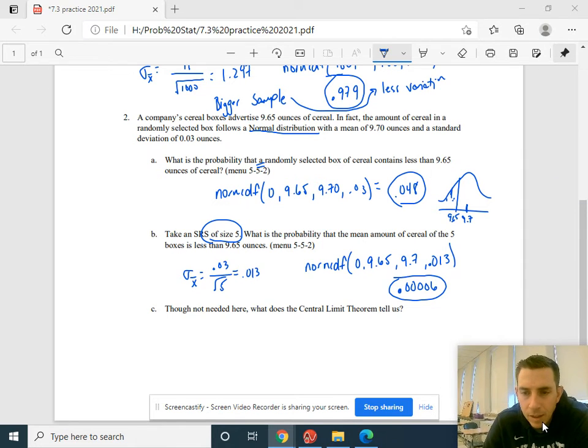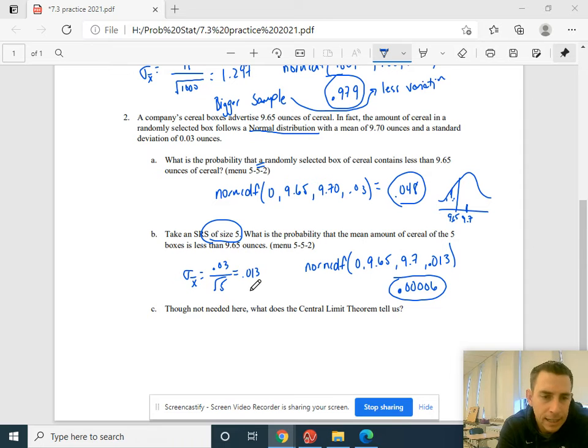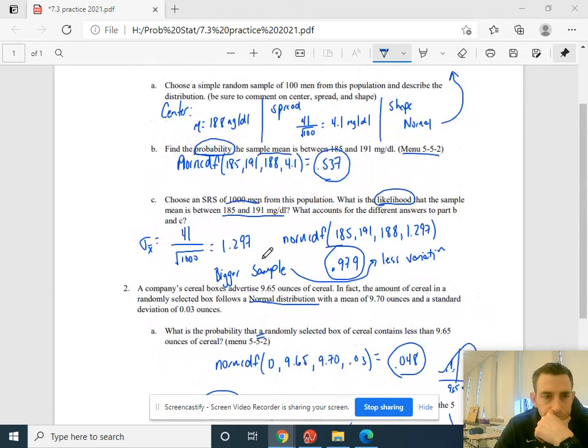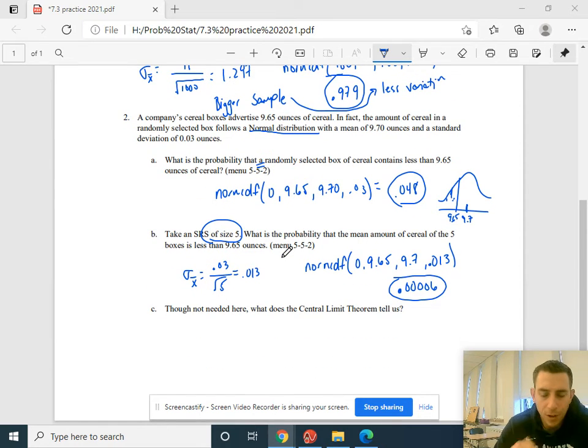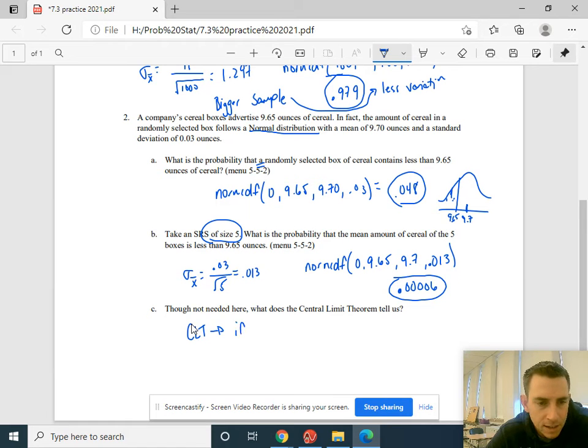All right, and finally, and this is kind of what we didn't get to the other day, even though it's not needed here, what does the central limit theorem tell us? Well, let's look at both problems. First off, the central limit theorem, which I'm going to abbreviate as CLT, says if the sample is at least 30, if it's big enough, the distribution is approximately normal.